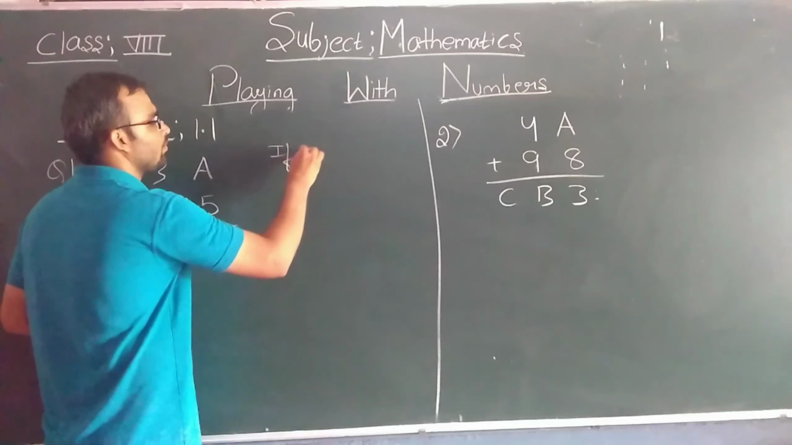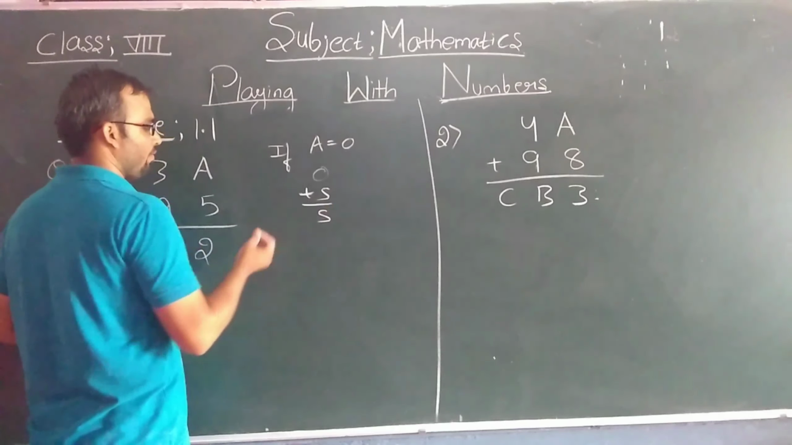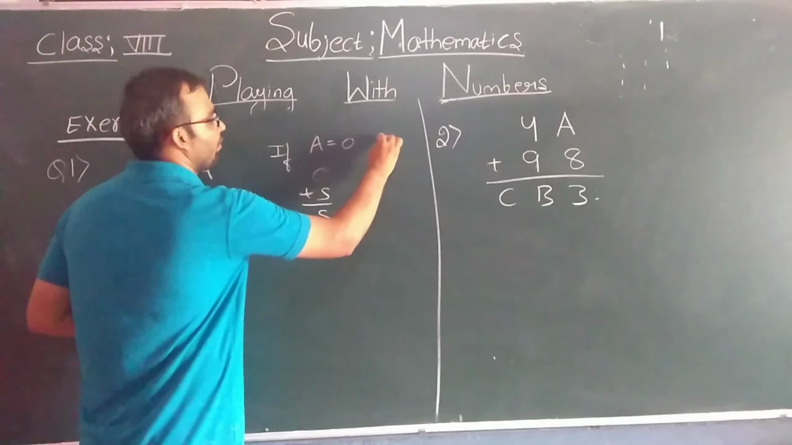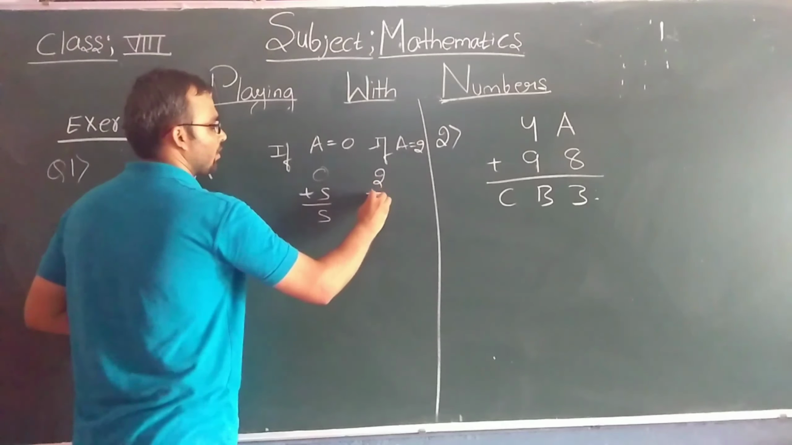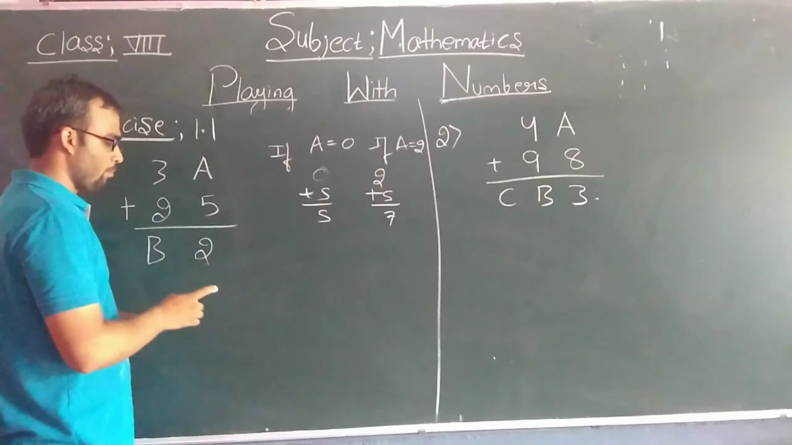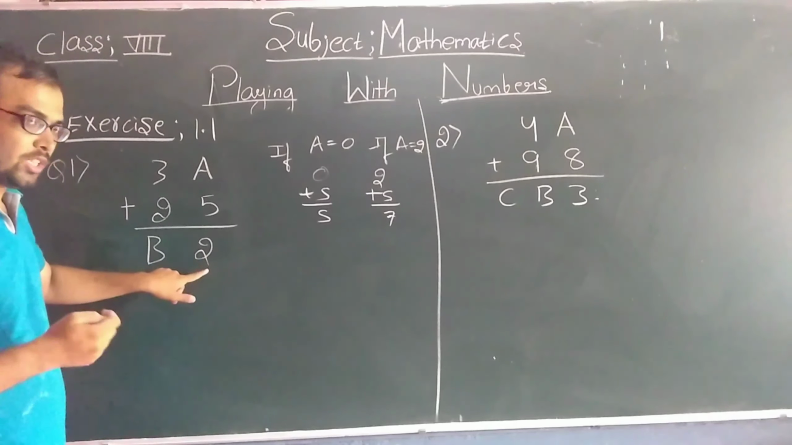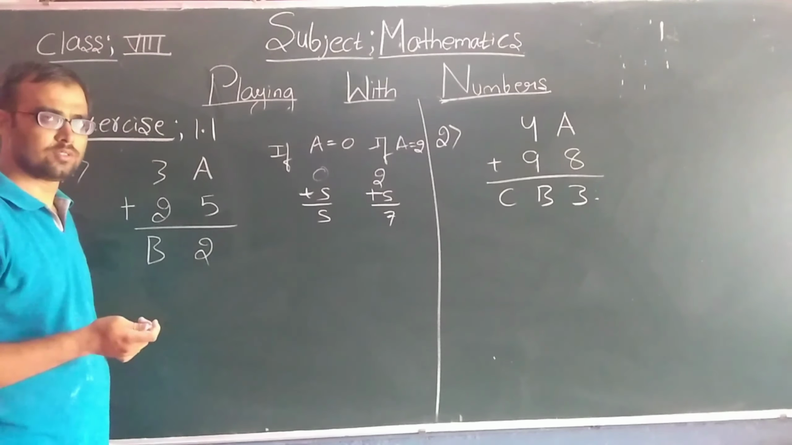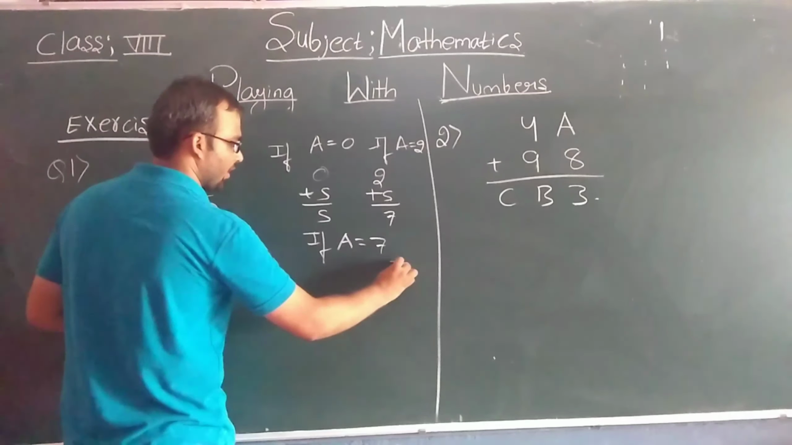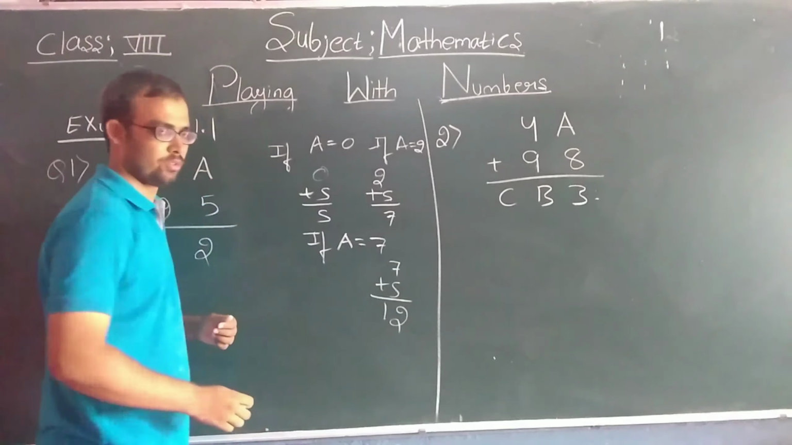If we assume a as 0, then 0 plus 5 will be 5, but we want 2. If a is equal to 2, then 2 plus 5 will be 7, but we want 2. Then what has to be added to 5 so that we get 2 at the ones place? Let us take a equal to 7. So 7 plus 5 will be 12. So we can get 2 at the ones place now.